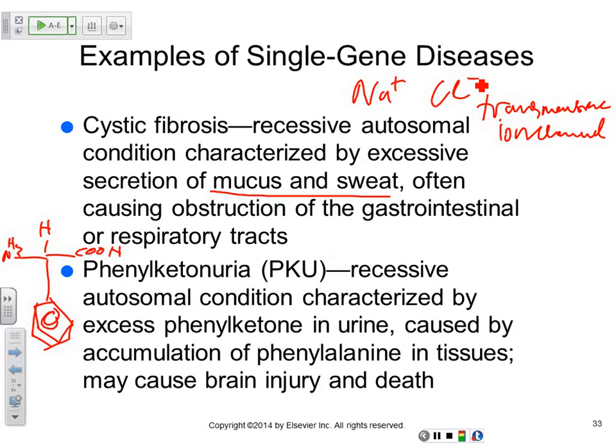Okay, so when you have an accumulation of phenylalanine in the system, it gets converted to a compound called phenylketone, which then goes into your urine, hence phenylketonuria. At birth they normally check if that recessive gene is present, so that you can have a diet plan for treating it. So you avoid anything that has phenylalanine in it.